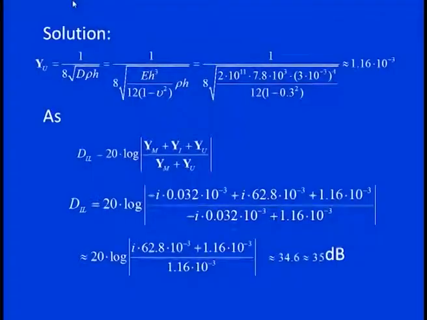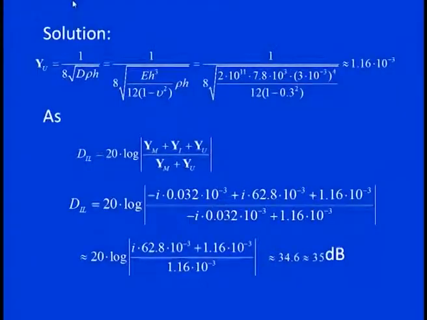So, when we calculate this, we can go straight to our insertion loss, which equals 20 log of (Ym plus Yi plus Yu) divided by (Ym plus Yu). Putting these values in, Ym is minus i 0.032 into 10 raised to power minus 3, Yi equals i 62.8 into 10 raised to power minus 3, and Yu is 1.16 into 10 raised to power minus 3, divided by Ym plus Yu. Then the insertion loss is almost equal to 35 decibels.